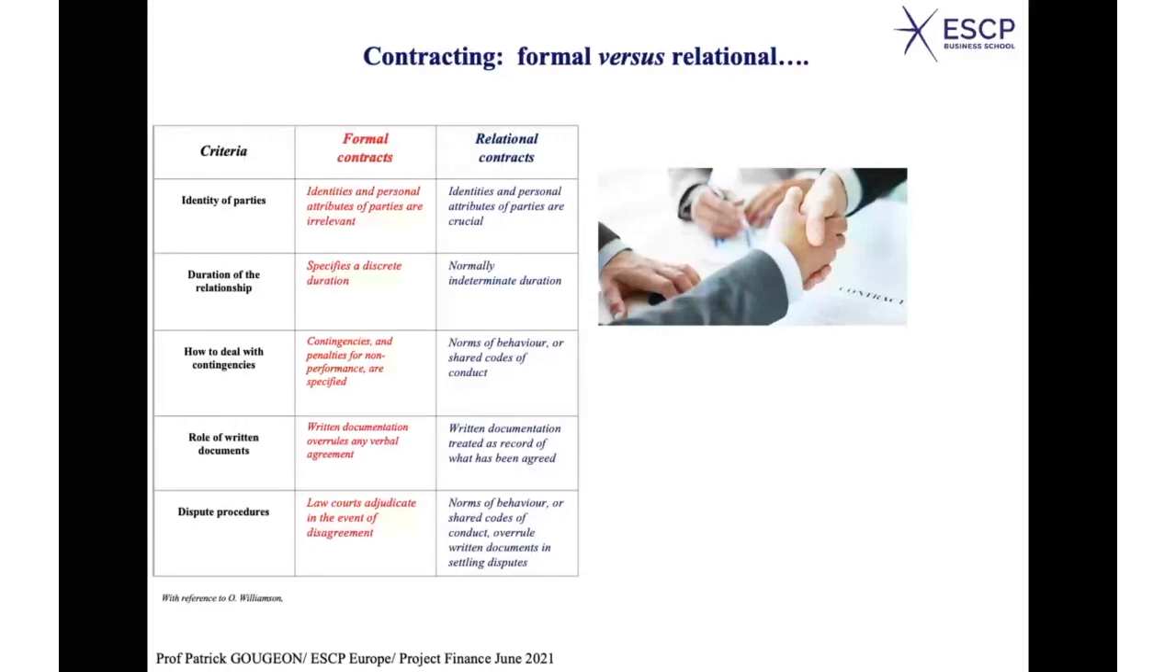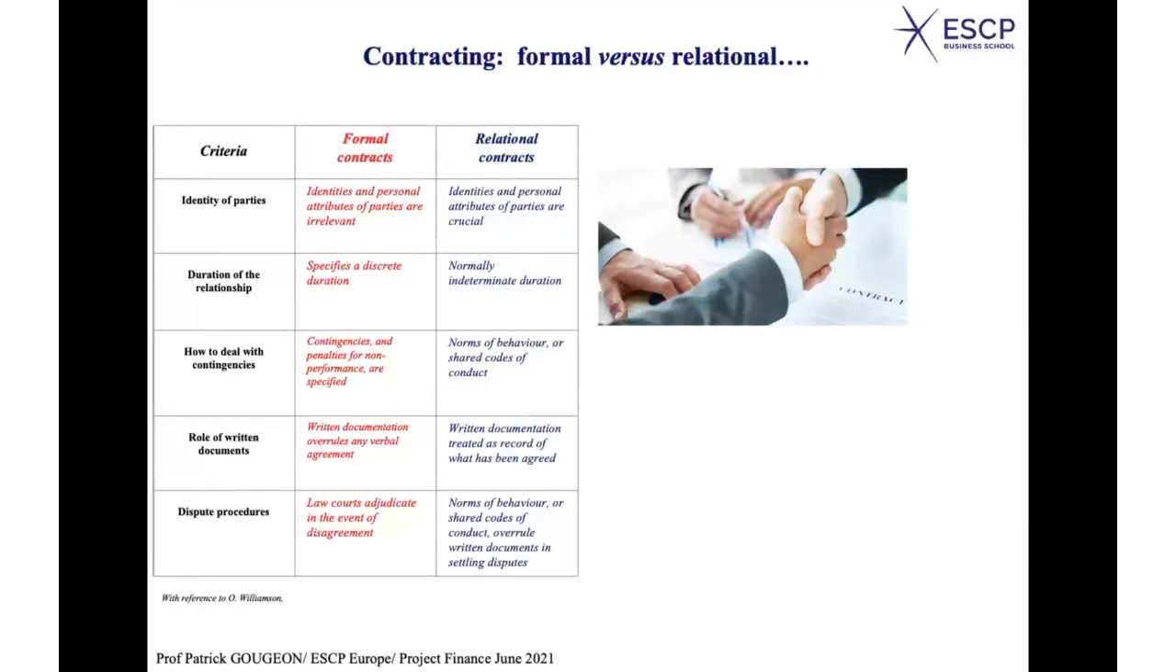What are the criteria? Let's look at the identity of parties. In a formal contract, identities and personal attributes of parties are irrelevant. It's Mr. X, Mr. Y, but who you are doesn't count. It's a legal document. You have the different parties, the buyer, the seller, and so on, but your individual personality doesn't count at all. In a relational contract, it's the opposite. Identities and personal attributes of parties are crucial. If you are friends, it's better.